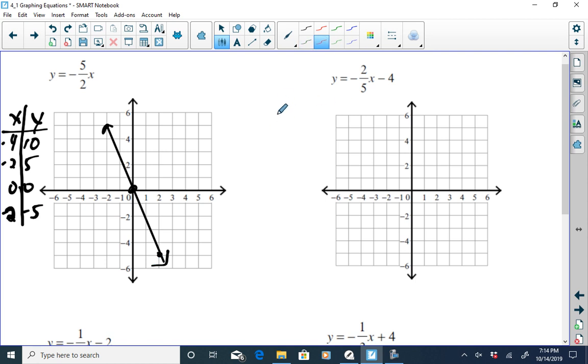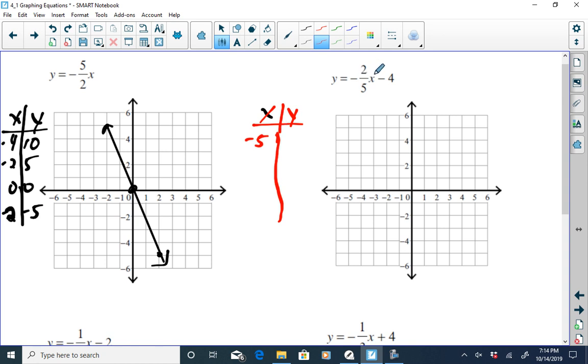Right, let's try this one here. We'll do this in red. We'll make a column for x and a column for y. Now the denominator is a 5 here. So if the denominator is a 5, we want inputs that are going to hopefully fit on our graph. So let's try negative 5, see if that's going to work.